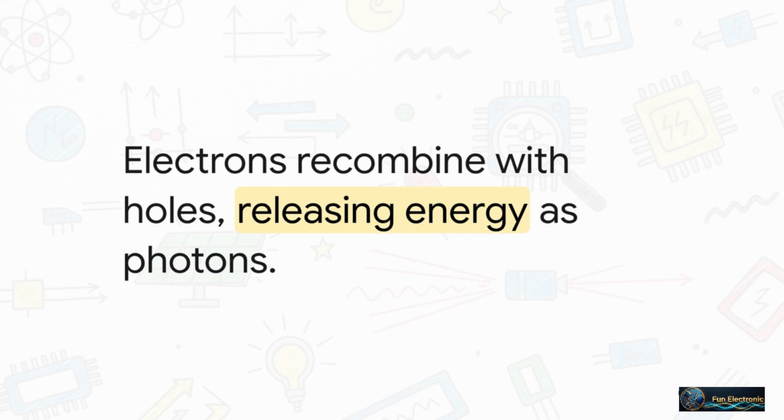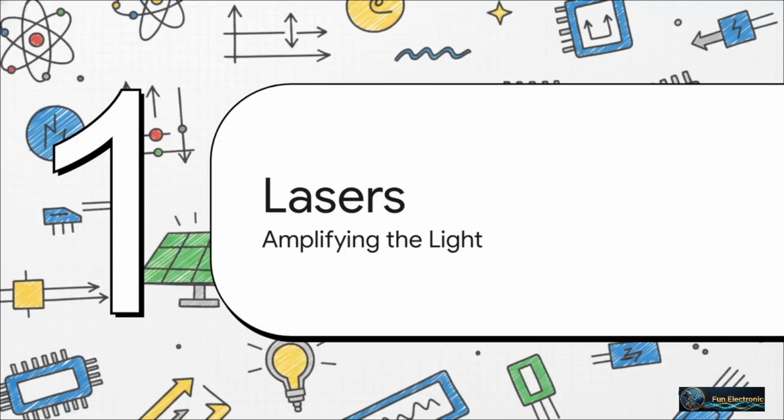Now, in a standard LED, this happens completely spontaneously. The light that shoots out is incoherent and multidirectional. It just scatters out in every direction to light up the room. Now, what if we want to organize that light? That brings us to Section 3, lasers, amplifying the light.